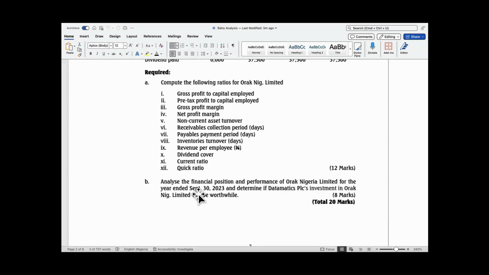So apparently, Datamatics is considering investment in Oracle. So on the basis of the analysis of the ratios computed in A above, you would be able to make such an assertion that the investment of Datamatics in Oracle will be worthwhile.